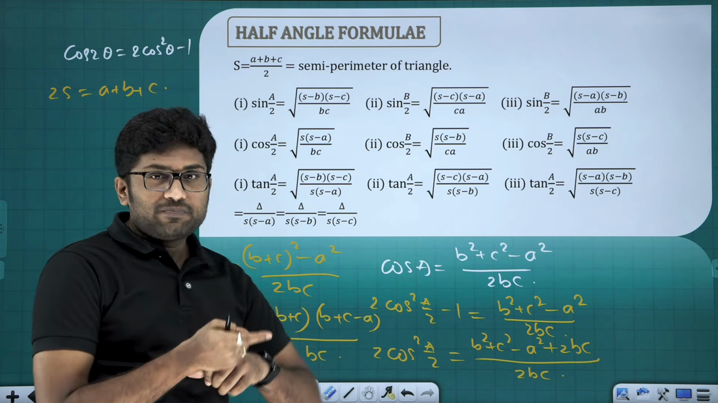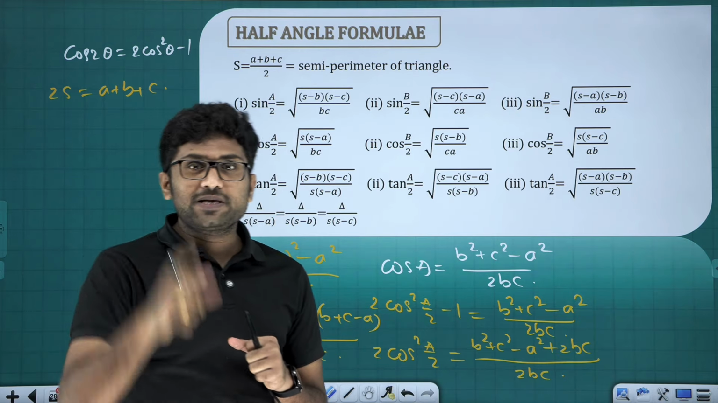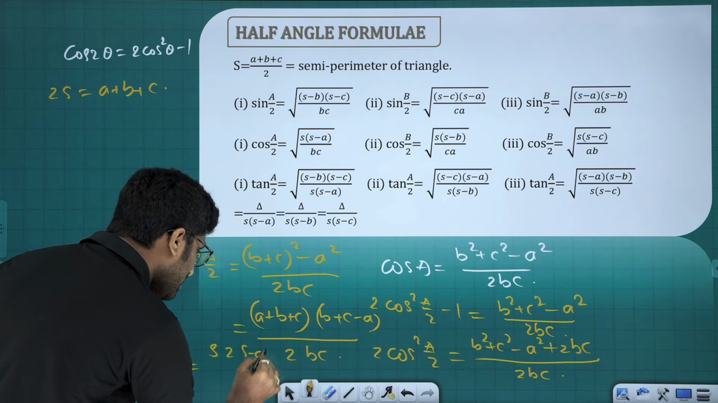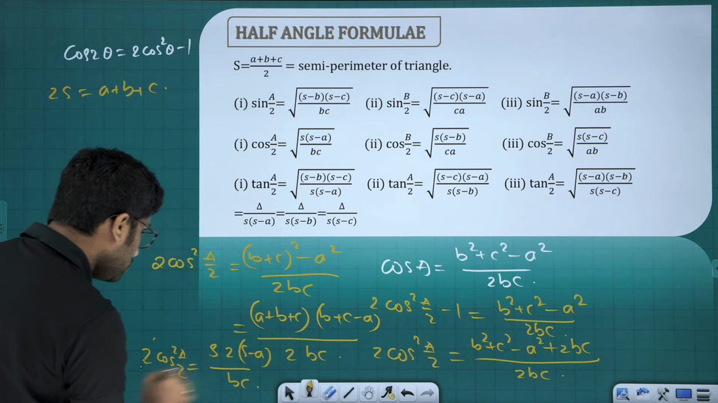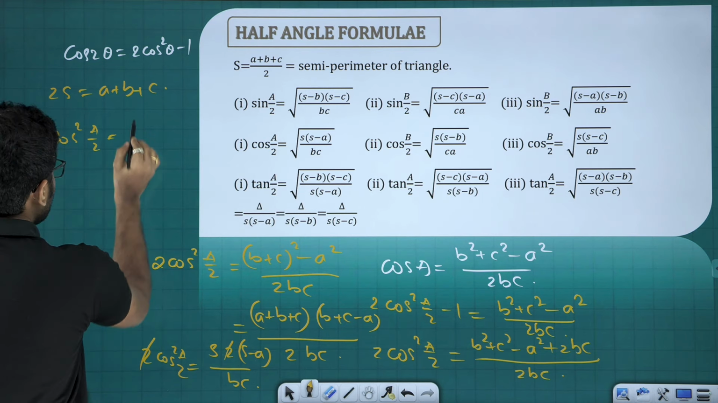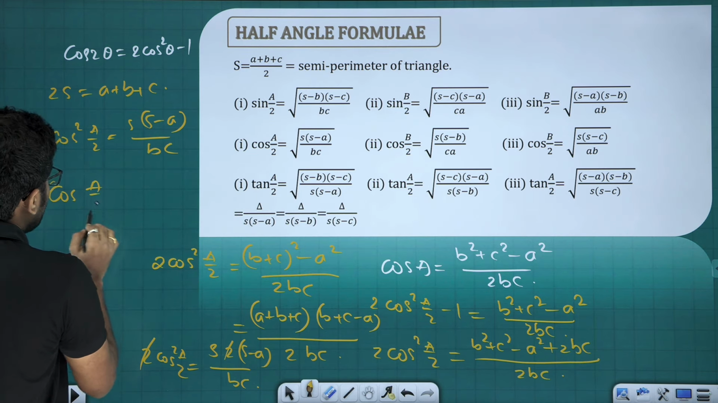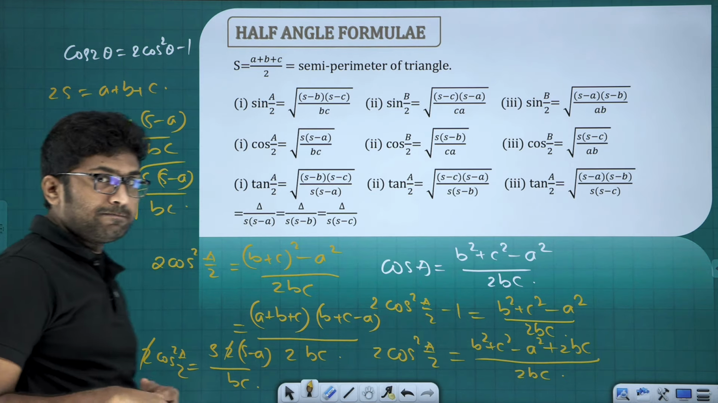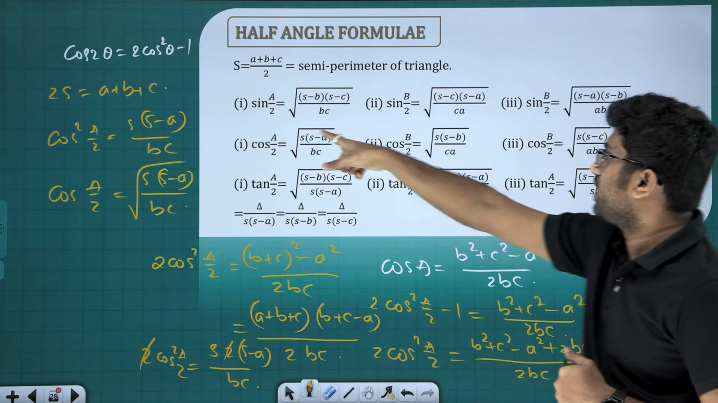This b plus c minus a, when you add and subtract a, we can write as a plus b plus c minus 2a. a plus b plus c is 2s, so 2s minus 2a, with 2 common. So you get 2 of s minus a divided by bc, and this is equal to 2 cos square A by 2. 2 cancels. So finally, friends, cos square A by 2 is equal to s into s minus a divided by bc. From here we get cos A by 2 is equal to square root of s into s minus a divided by bc. Once you know cos square A by 2 plus sin square A by 2 is 1, by using that we get sin A by 2.